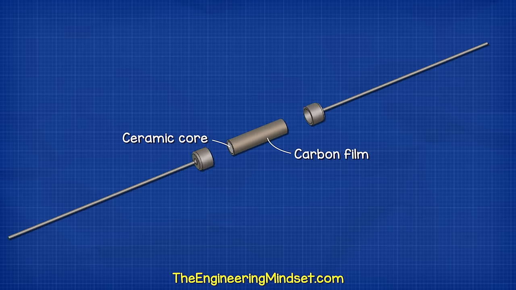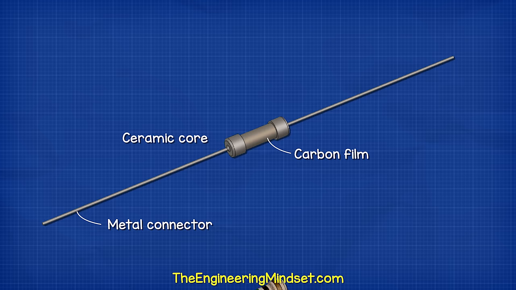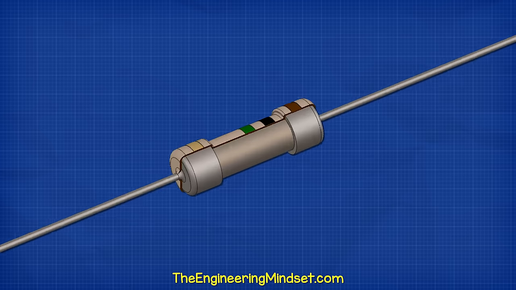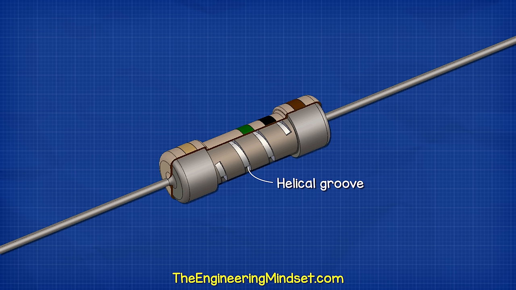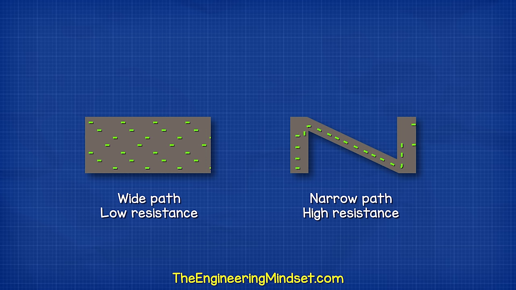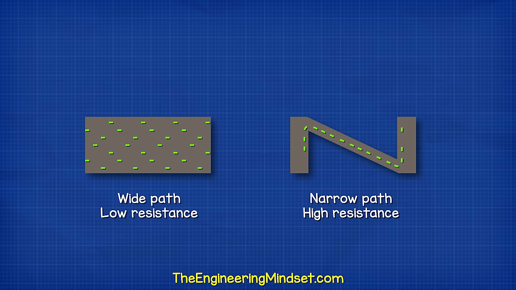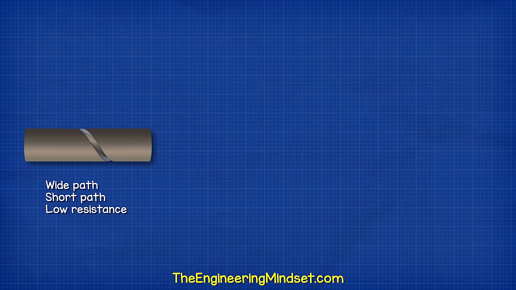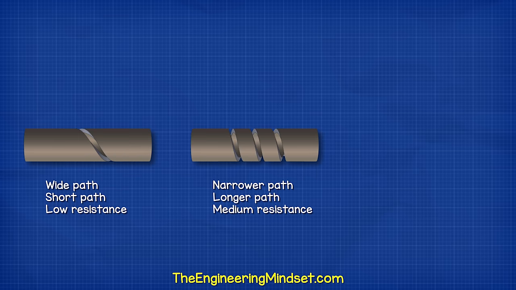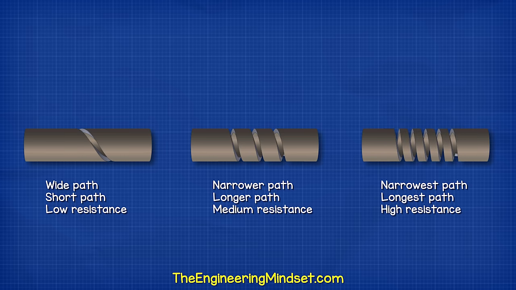The metal connectors are attached with end caps, and this is all covered with an insulating case. To control the resistance value, a helical groove is then cut into the layer of carbon. This creates a narrow path for the electrons, and by changing the pitch of the helical cut, we can increase the length of the path and also reduce the width of the path, and so the resistance increases.